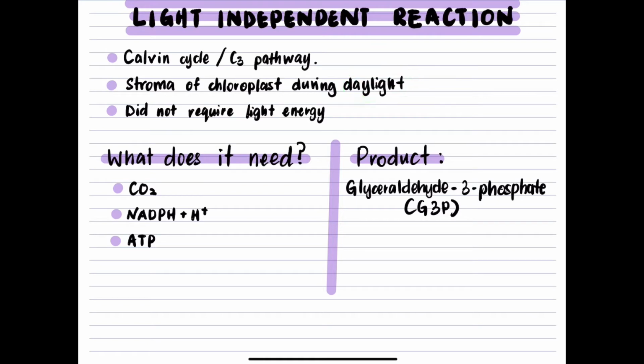From Calvin cycle, we will produce G3P. G3P is a 3-carbon simple sugar molecule that will be used to later produce glucose.